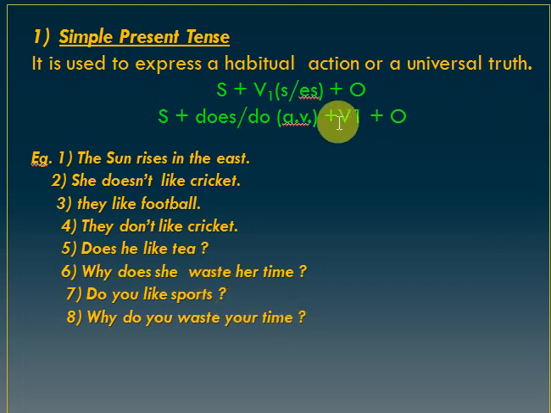Don't be confused. V1 means present verb. V2 means past verb. V3 means past participle verb. EV means auxiliary verb or helping verb. S means subject. O means object.